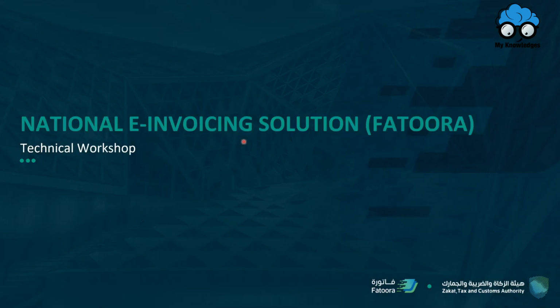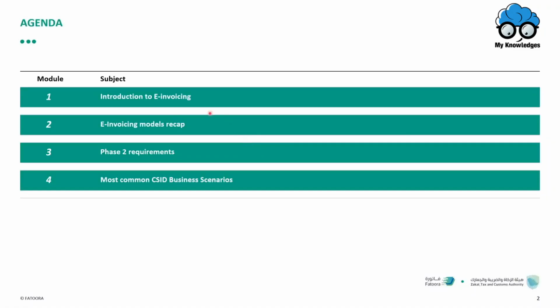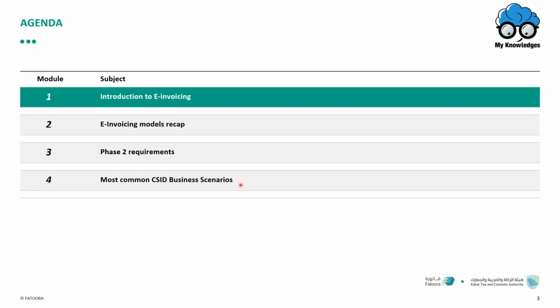This is going to be a series of workshops where we'll go into details about the Phase 2 requirements of e-invoicing. In this specific workshop, we're going to have a quick introduction to e-invoicing, and then we're going to have a look at the two different e-invoicing modules. Later on, we're going to have a quick recap about what the Phase 2 requirements for e-invoicing are, and then finally we will have a look at the most common CSID, or cryptographic stamp ID, business scenarios.